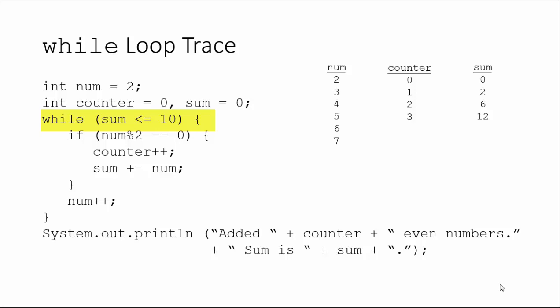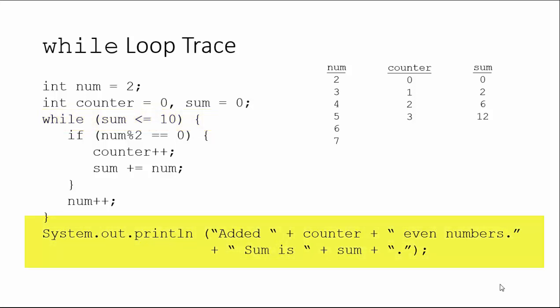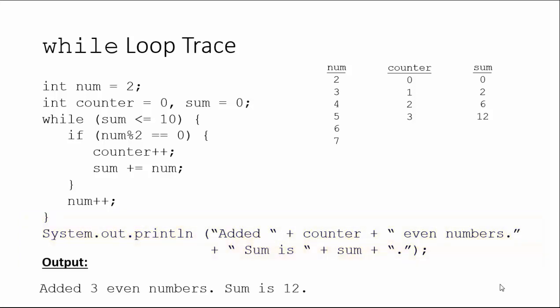Flow of control returns to the first statement outside of the loop block, which is the System.out.println, and I will print out a message. Since counter contained the number 3, 3 was printed, and sum contained the value 12, so 12 was printed.